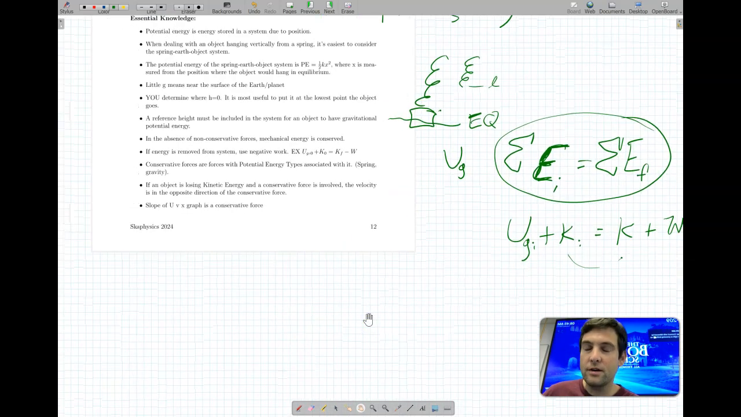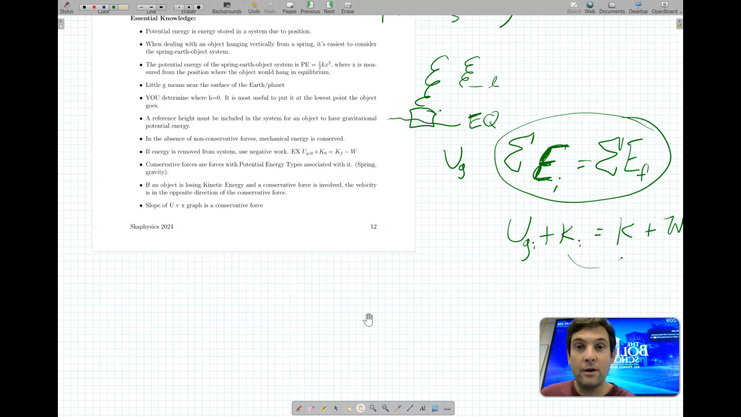Conservative forces are the forces that have an associated potential energy with them. The two we know about are gravitational potential energy and the weight force, and spring potential energy and the spring force.